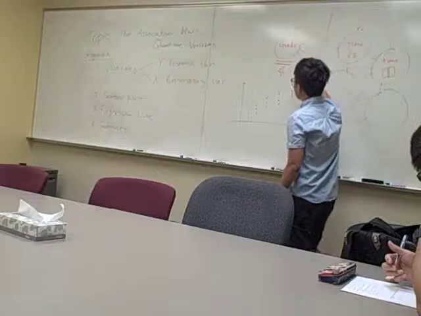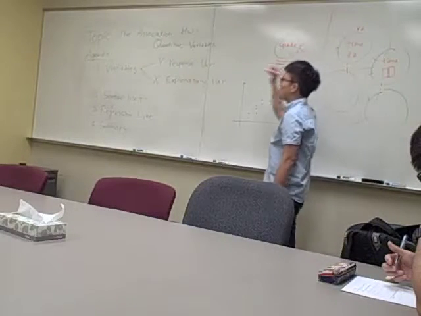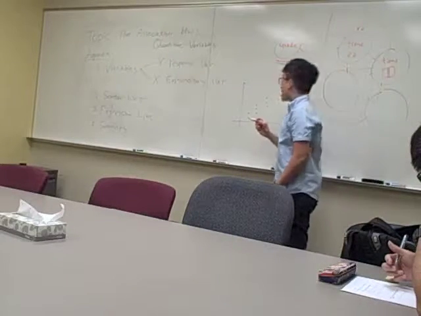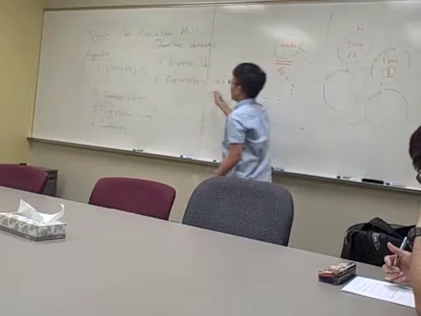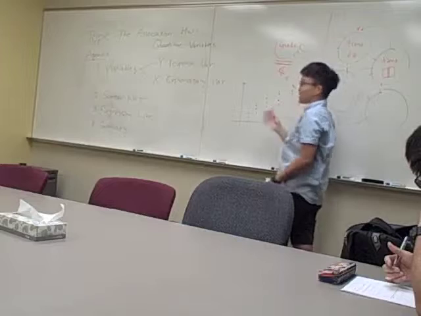How can we call this variable? We call it the response variable. And how can we call this kind of variable? We call it the explanatory variable. Is that clear?